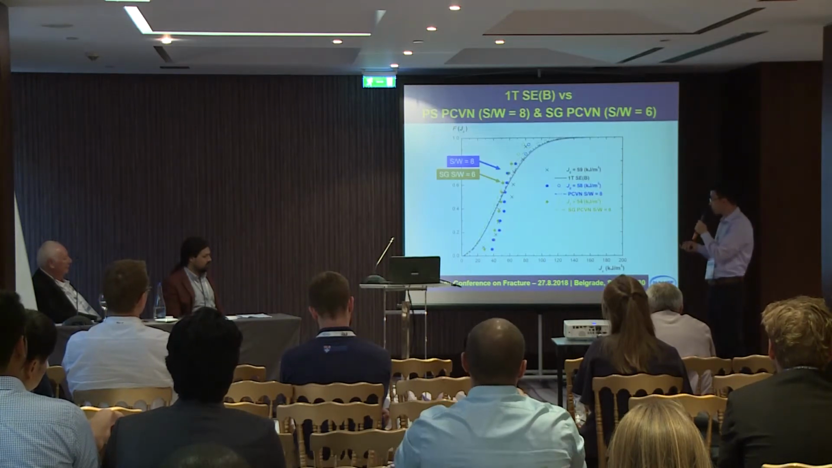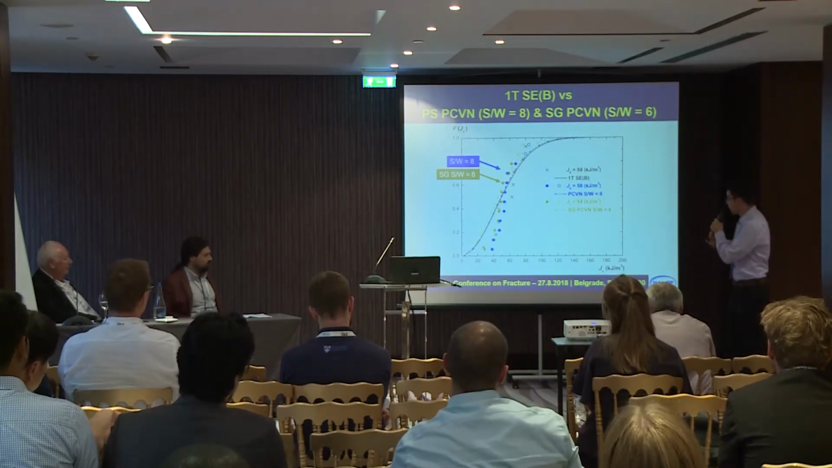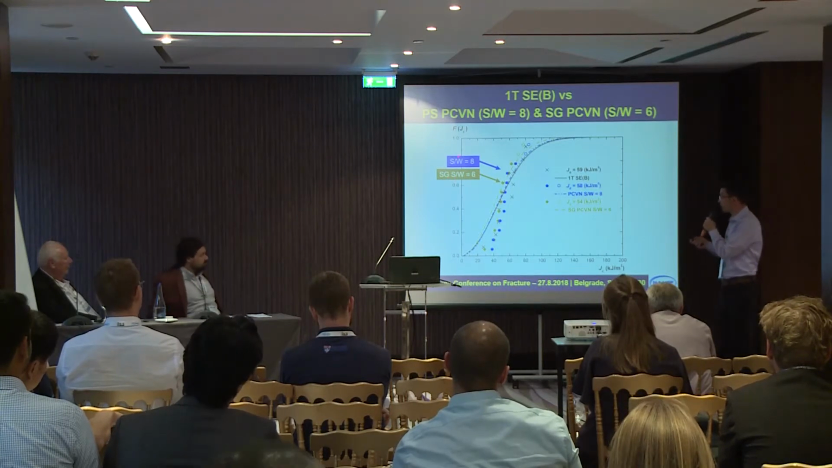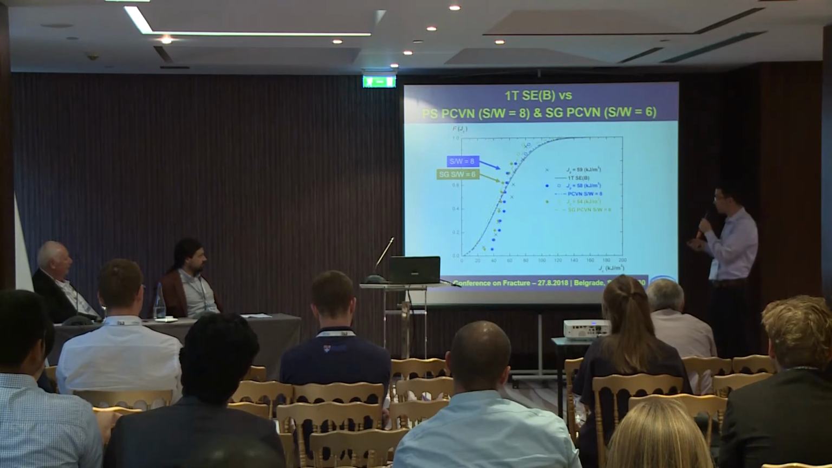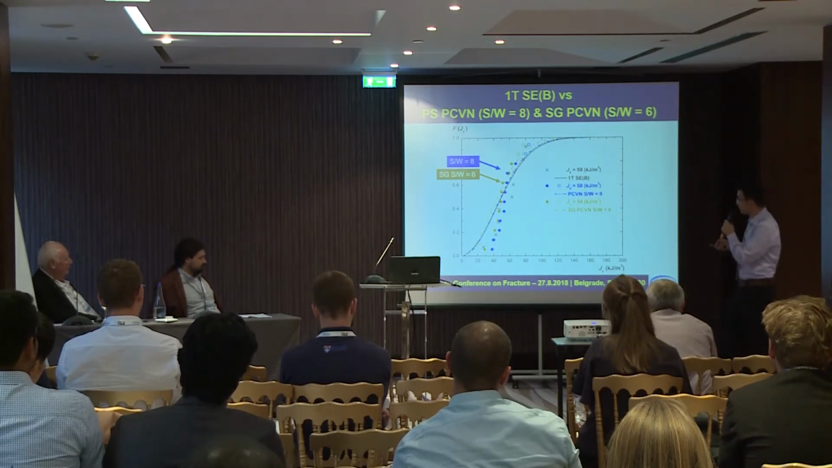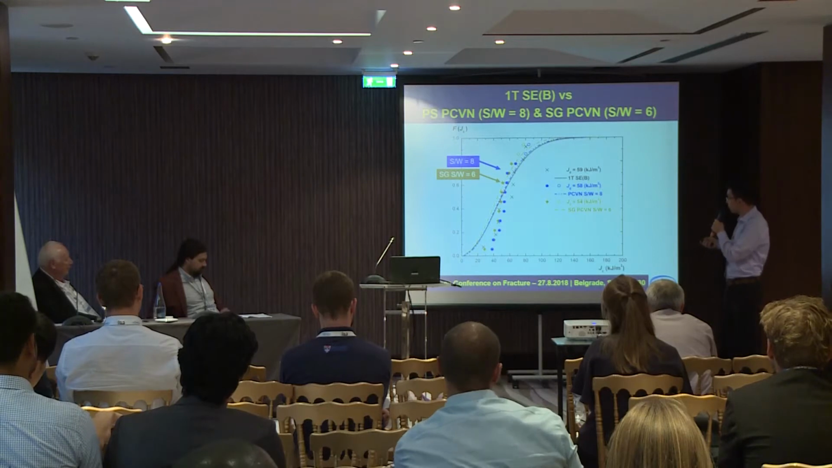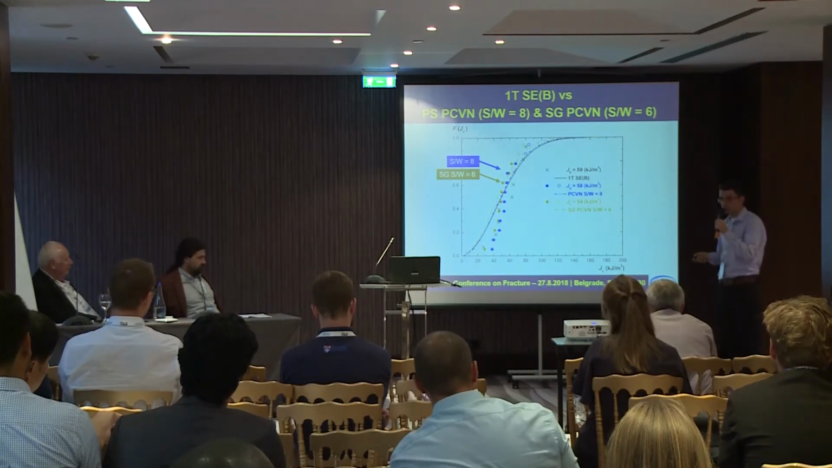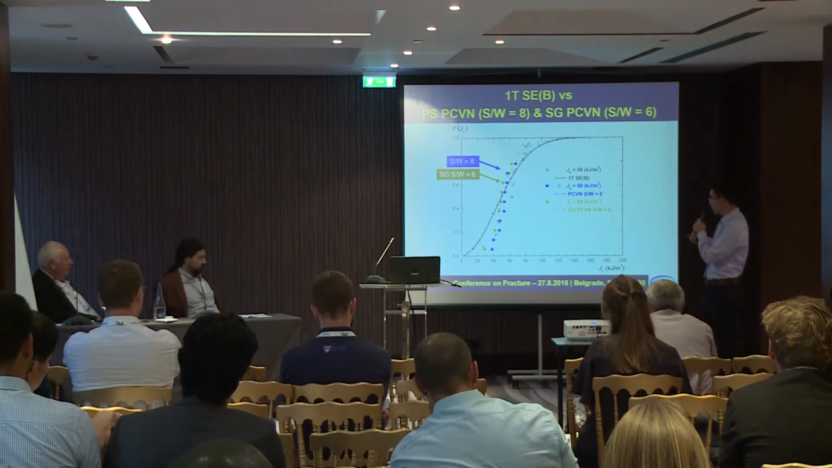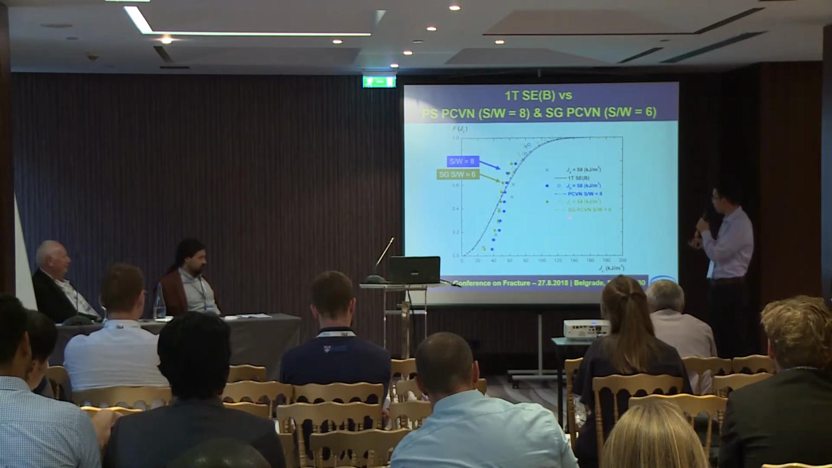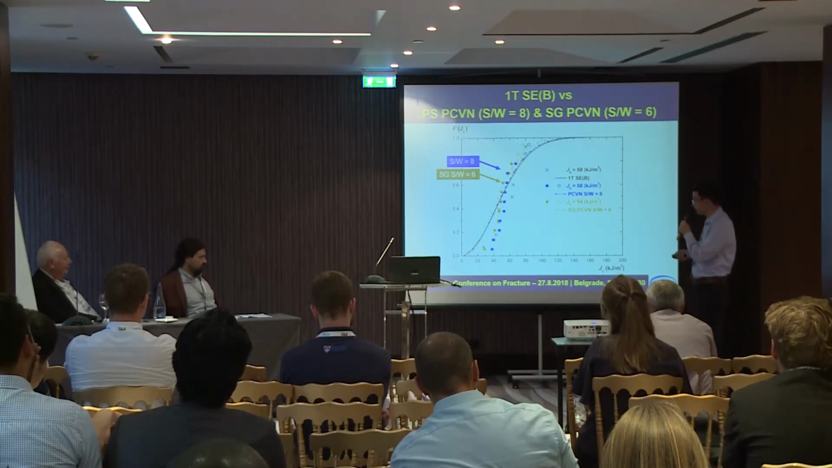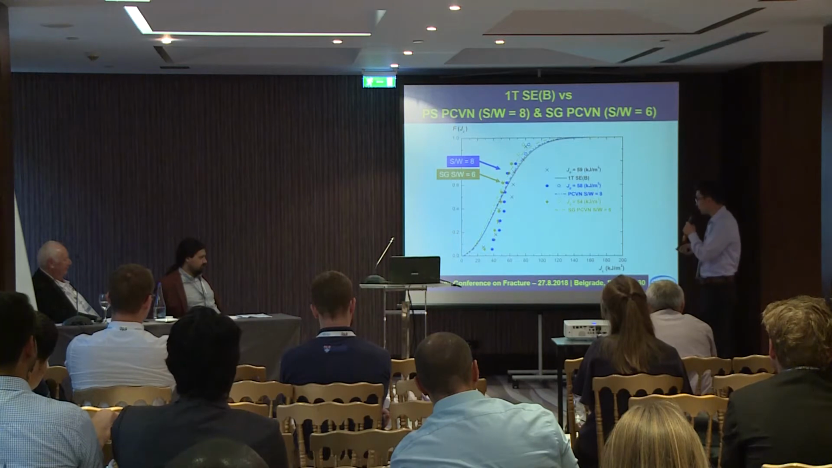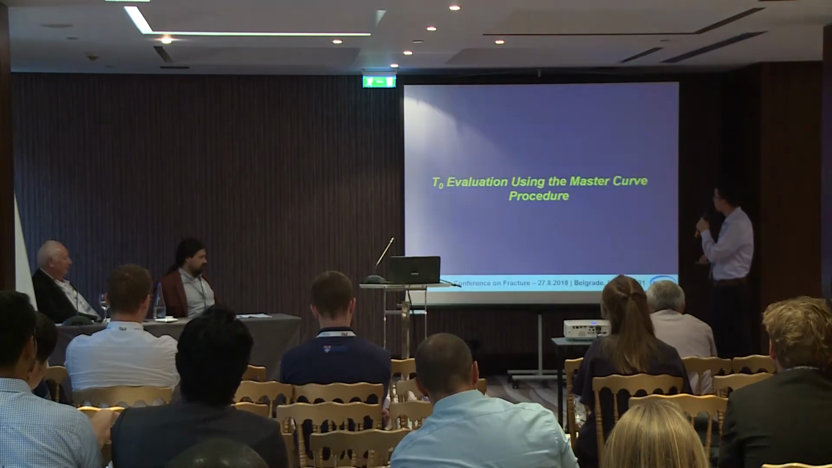And here we can observe an opposite behavior. The toughness distribution of the plane-sided PCVN with S over W equals 8 and the toughness distribution of the side-grooved PCVN with S over W equals 6 are both shifted to the left with regard to the toughness distribution of the standard geometry. And here we can also observe that these non-standard configurations provide a smaller number of censored data when we compare them to the standard PCVN configuration.